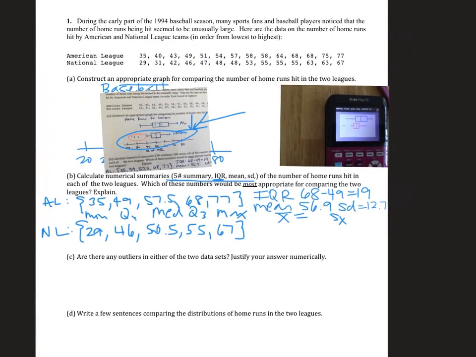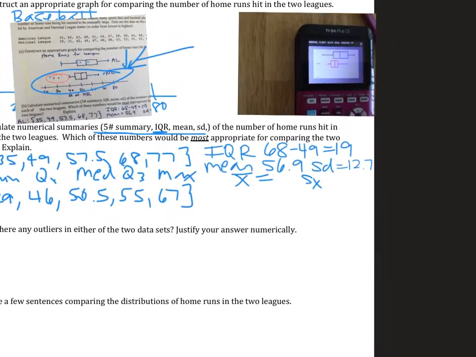All right, and then for the National League, the IQR is found by doing, where is it? IQR is 55 minus 46, which is 9. The mean, when you do 1-Var Stats again, is 50.1. And the standard deviation was 11.1.